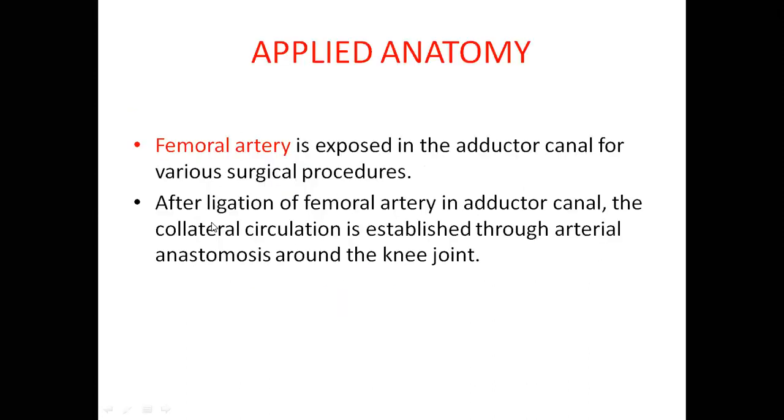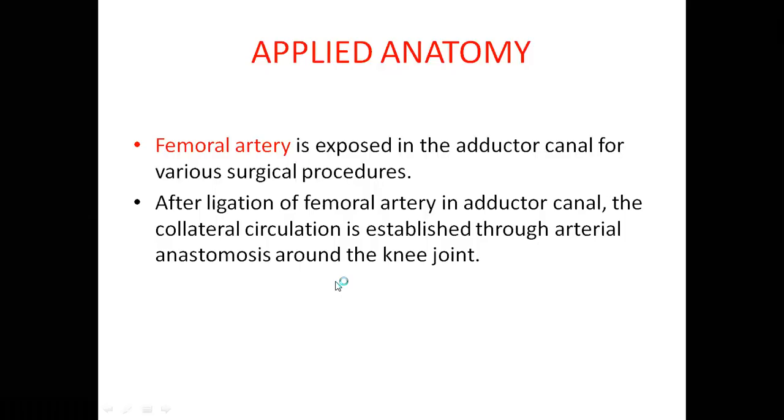So the femoral artery is exposed in the adductor canal for various surgical procedures. So we are ligating the femoral artery. Easy it is. Collateral circulation is established through arterial anastomosis. This we will discuss when we are doing the knee joint anastomosis, or I'll talk about this when we are doing the popliteal artery or popliteal fossa. So that is all about the medial compartment, beta.